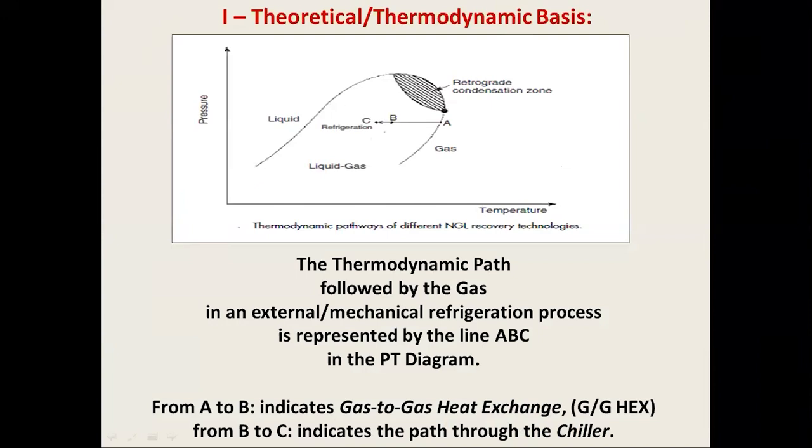This is the first process for having the natural gas liquids as a product. And as I told you before, this is the thermodynamical path for the mechanical refrigeration from A to B. This is gas to gas. When I say gas to gas, the inlet gas exchanges temperature with the outlet gas. So from A to B, this is the gas-gas heat exchanger. From B to C, this is the chilling action done by the propane. So this process is called the propane refrigeration method. Okay, what I said is here in this writing.